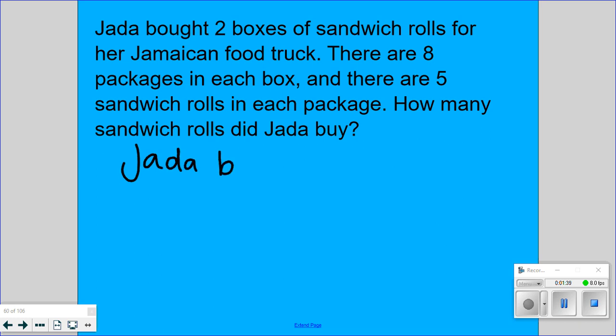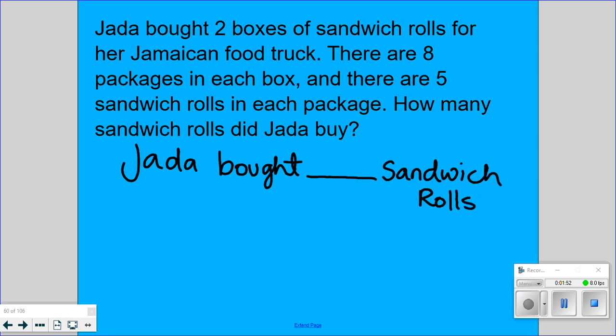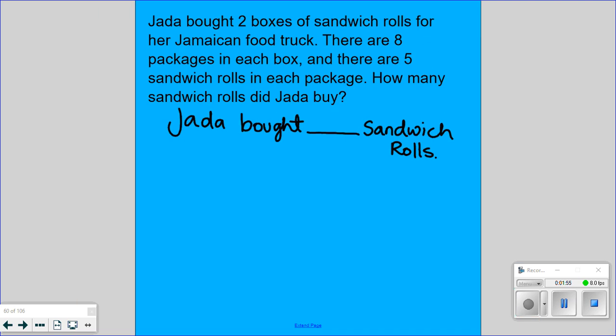Okay. I'm hearing a lot of versions of Jada bought blank sandwich rolls. I don't know. I can change it. All right. We got a lot happening here. Do I know the total amount of sandwich rolls? No. Let's crank out our bar model.